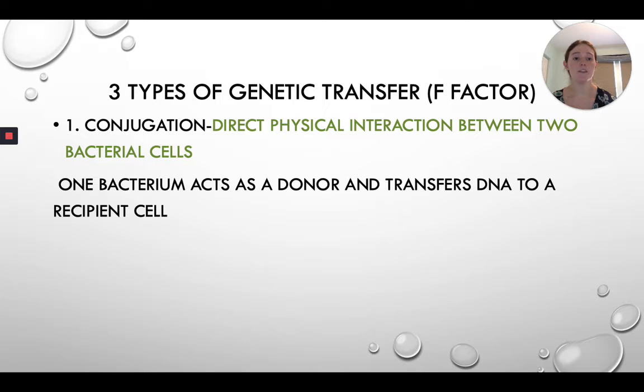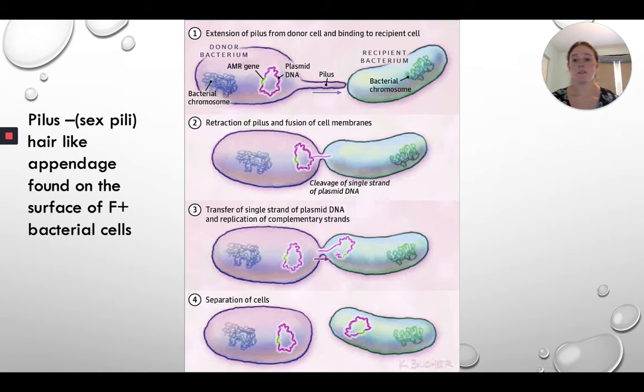So we're talking about the F factor, or the fertility factor. The first type is conjugation, which is direct physical interaction between 2 bacterial cells. One bacterium acts as a donor, and it's going to transfer its DNA to the recipient. And this is basically what it looks like. The bacteria has a pilus, or they call it a sex pili. It's a hair-like appendage found on the surface of F plus bacterial cells.